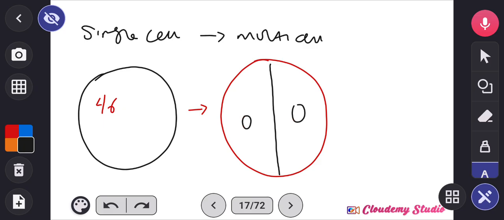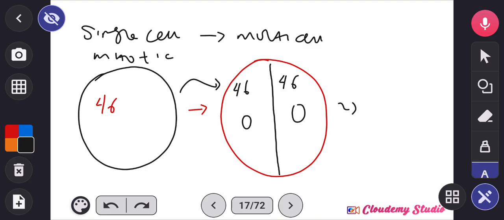We are going to be having two cells having 46 chromosomes each. You will see that it is a mitotic cell division. But if you look at the size of these cells, it does not increase in size. You understand? The size does not increase. Now, which means this is the two cell stage.